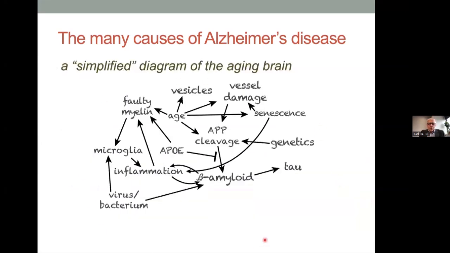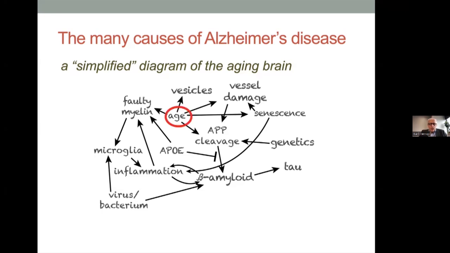So this is my way of ending this discussion by putting up what I call a simplified diagram of the aging brain. And you can see all of these various factors interact with one another and form a network. And it's this network that is responsible for the behavior and the changing behavior of the aging brain. And we can chart the emergence of dementia out of this network in any number of ways.